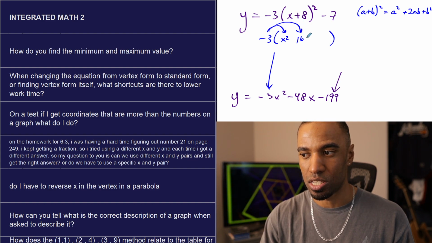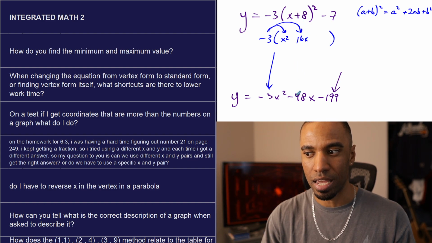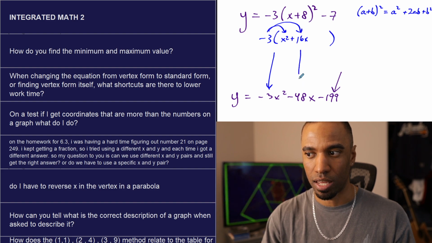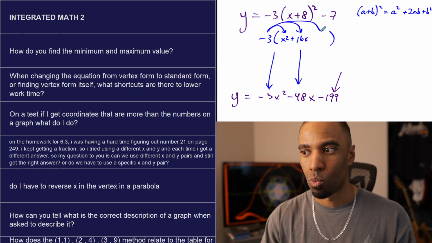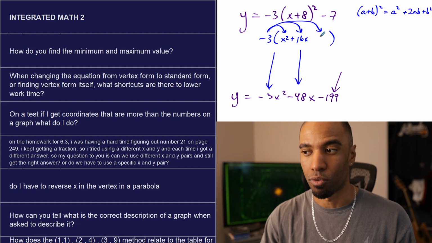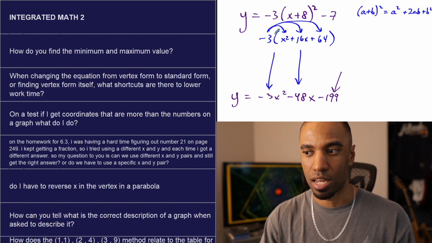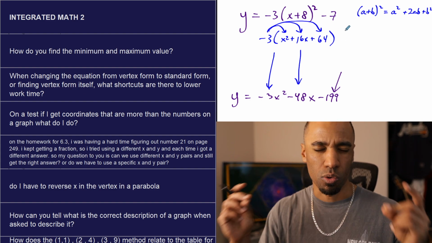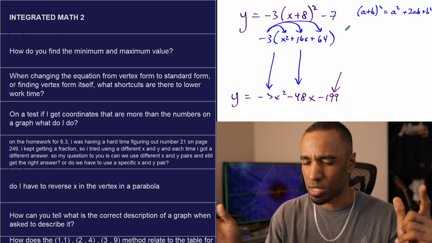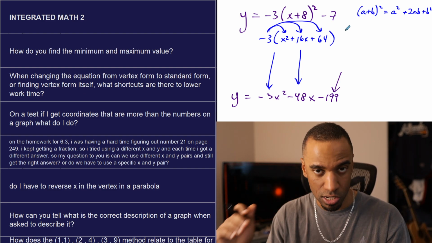So the next one is 16x. 3 times 16 is 48 because it's negative, it becomes negative 48x. And then the third one was where I had to do 64 times 3. I said negative 3 times 64 here. And I was doing 180. 3 times 60 is 180. 3 times 4 is 12. 180 plus 12 is 192.